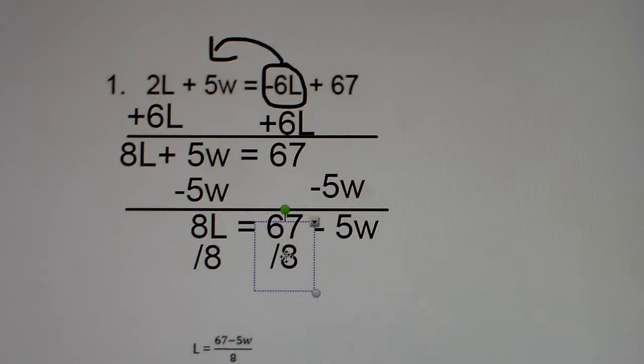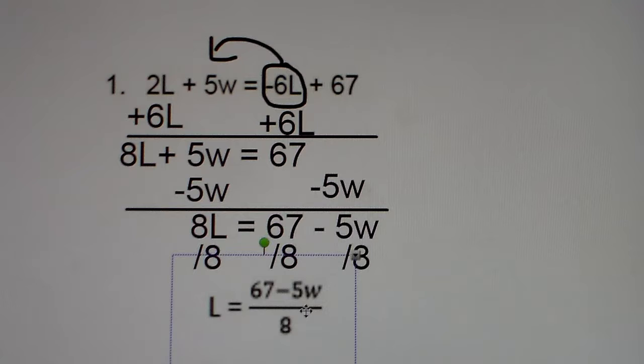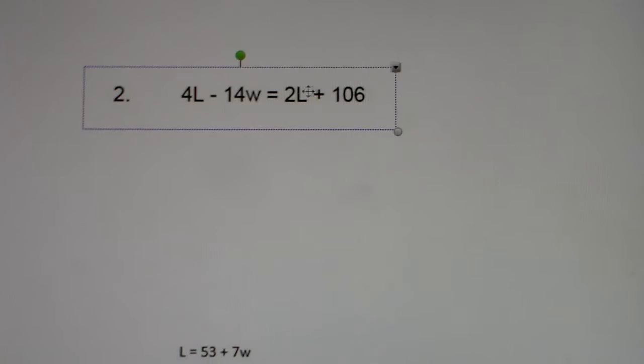And when we do that, we got to do it to all the other terms when it comes to multiplication and division. So 8 divided by 8 gets you just 1L. Now 67 over 8, it gets you some decimal. So that's why I leave it in this form. And negative 5 over 8 gets you a decimal too. So I've put everything divided by 8. That's a nice pretty form. That's problem number 1. Let's do problem number 2 together.